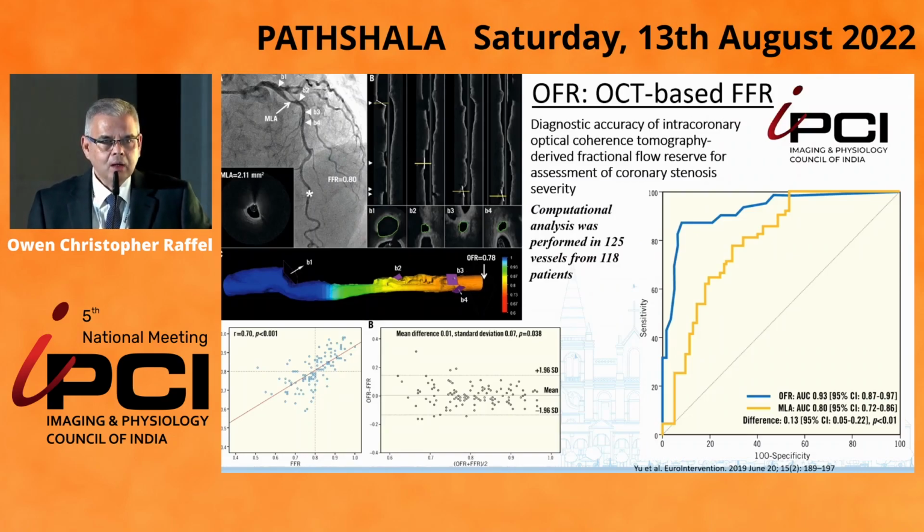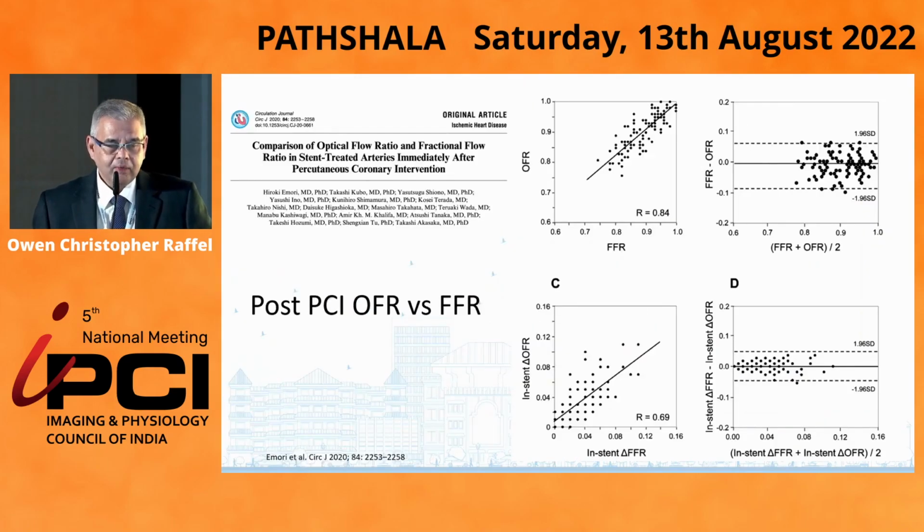Concomitantly, we worked with Shenzhen, who did all the QFR work, on OFR, OCT-based FFR, using computational flow dynamics and assessing side branch size, tapering, etc., and coming up with this OFR, and this proved really to be much better than MLA with an area under the curve of 0.93 for FFR significance. So something really to think about. They also looked at post-PCI OFR versus FFR, and that also looked very encouraging.